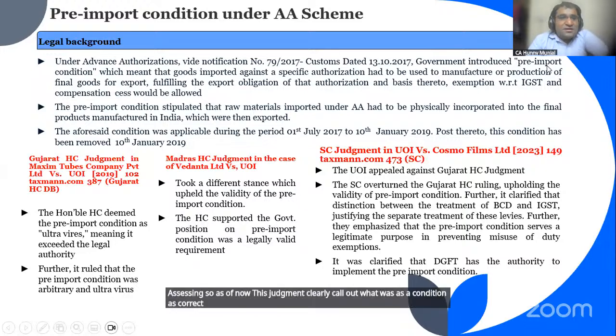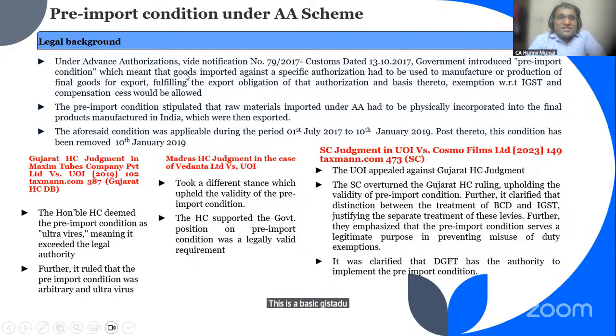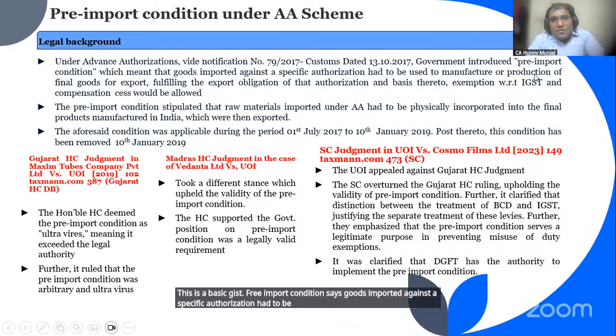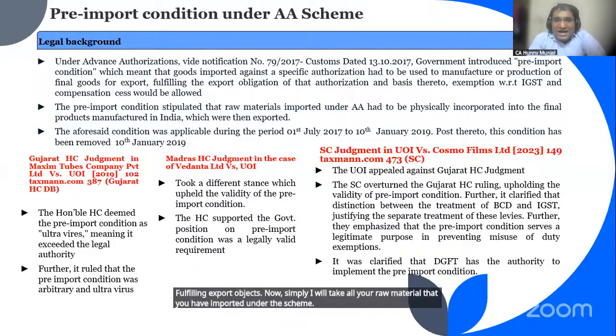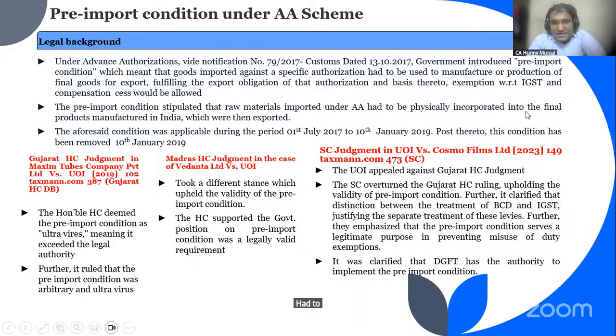Now, what is a pre-import condition? This is a basic gist. Pre-import condition says goods imported against a specific authorization had to be used for manufacture or production of final goods for export, fulfilling export obligations. Simply, all your raw material which you have imported under the scheme had to be physically incorporated into the final products manufactured in India, and then they have to be exported.